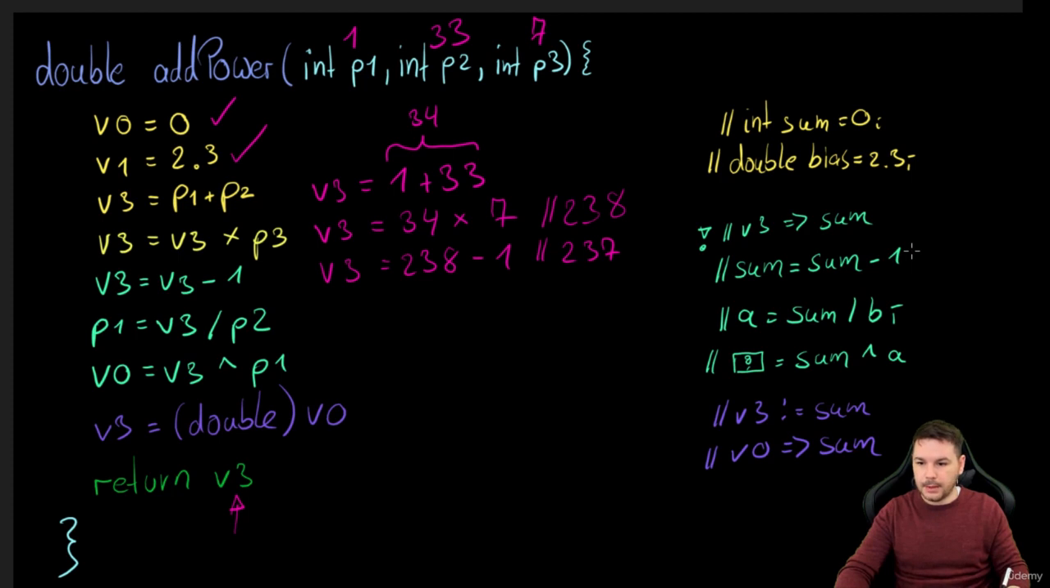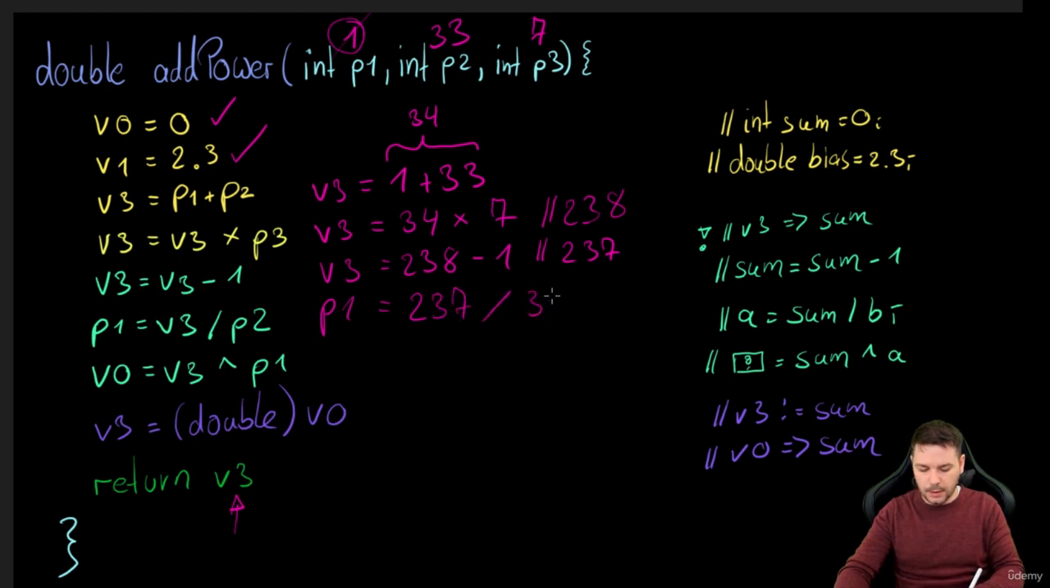Alright, then we've got this one over here. P1, which is 1, but it seems to simply get overwritten in this case. So we are not using this 1 over here. Then we've got V3 divided by P2. So we overwrite P1 over here with, what's V3? V3 is 237, that's correct.